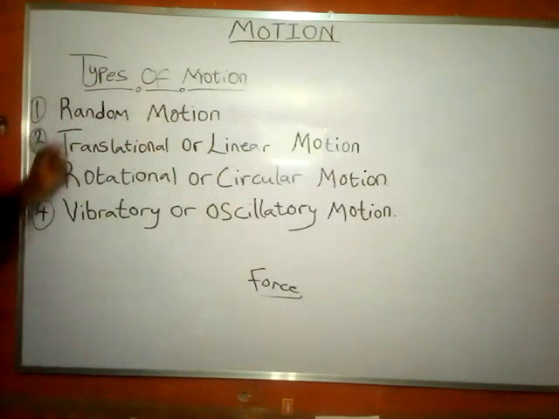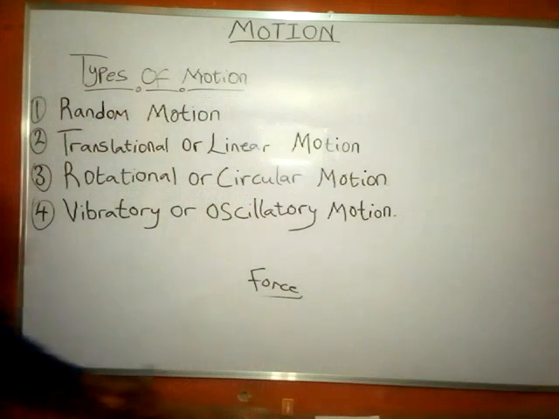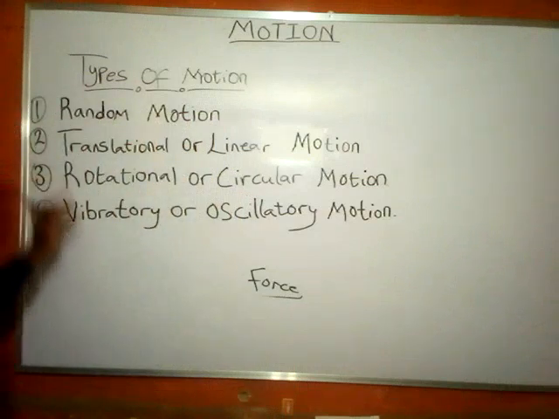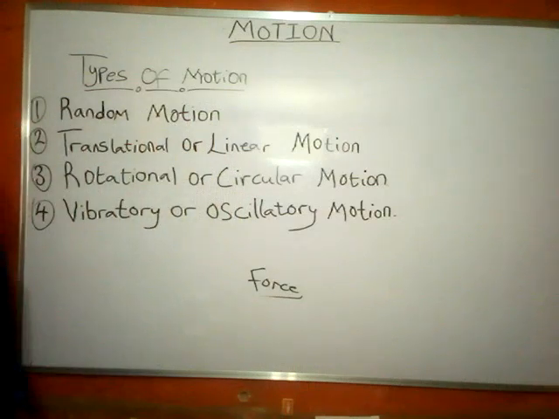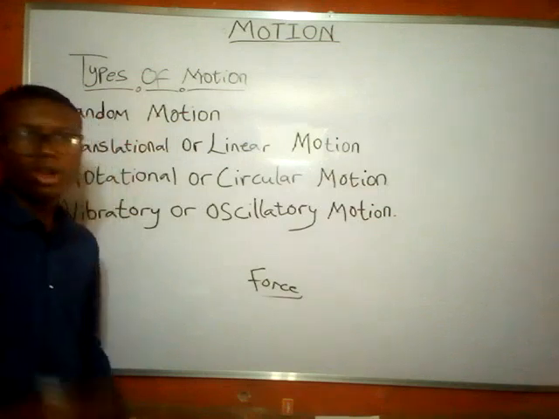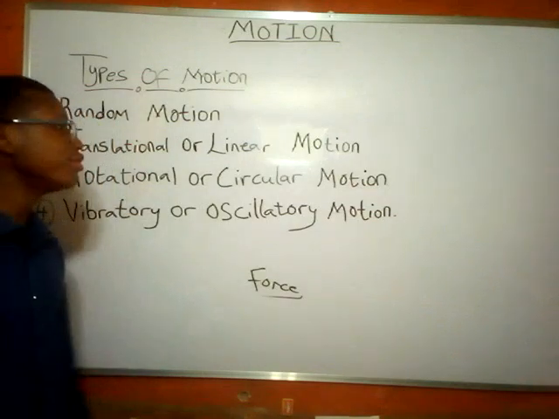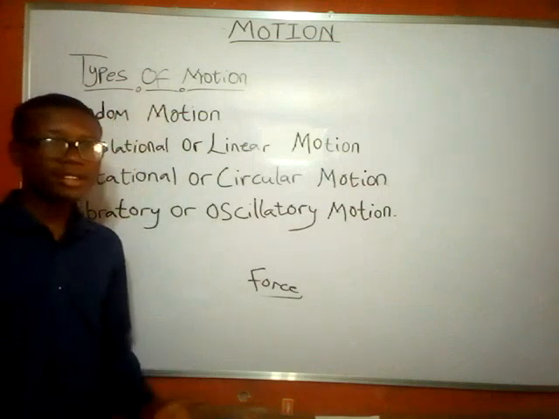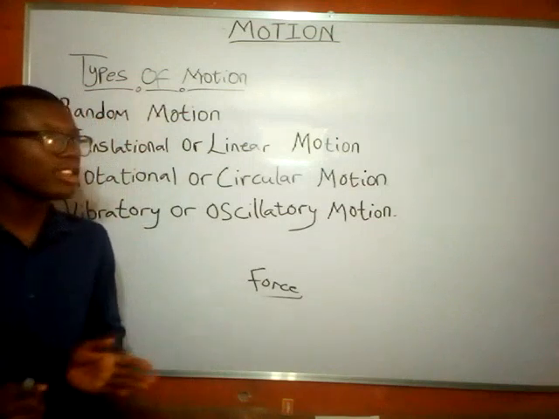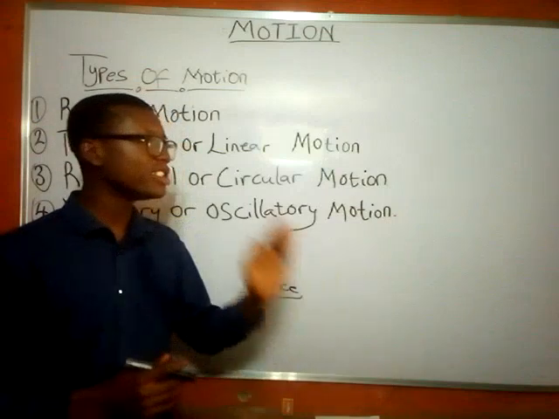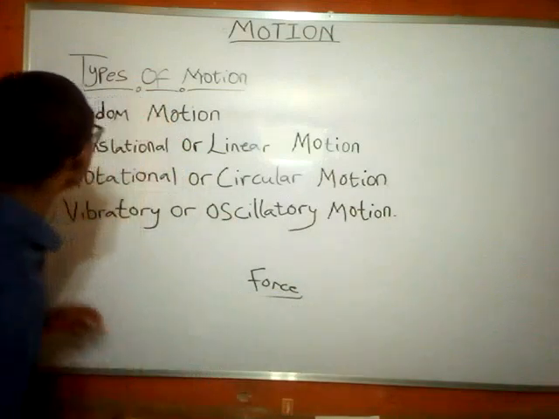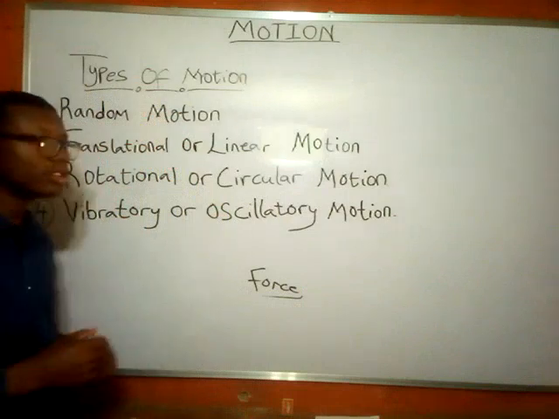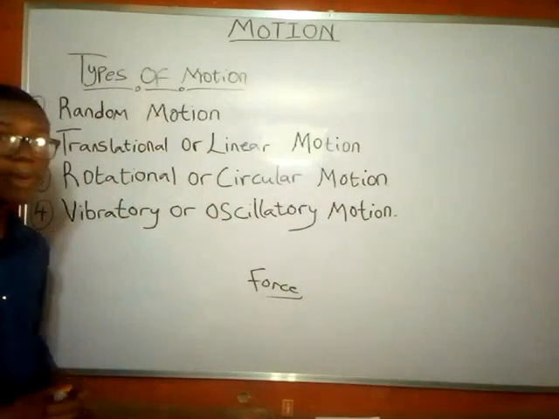Let us look at the types of motion. Okay, so I have materials here which we can use to understand these types of motion. Number one, we have random motion. When bodies or particles move in such a way that they are disoriented or not having a proper or definite direction, it is said to have a random motion. And an example of this type of motion is motion of smoke particles.